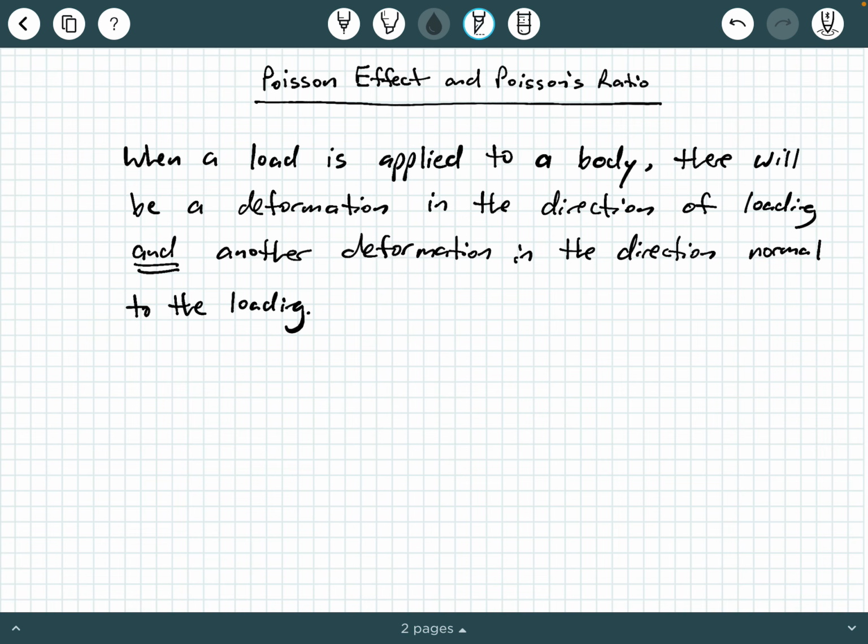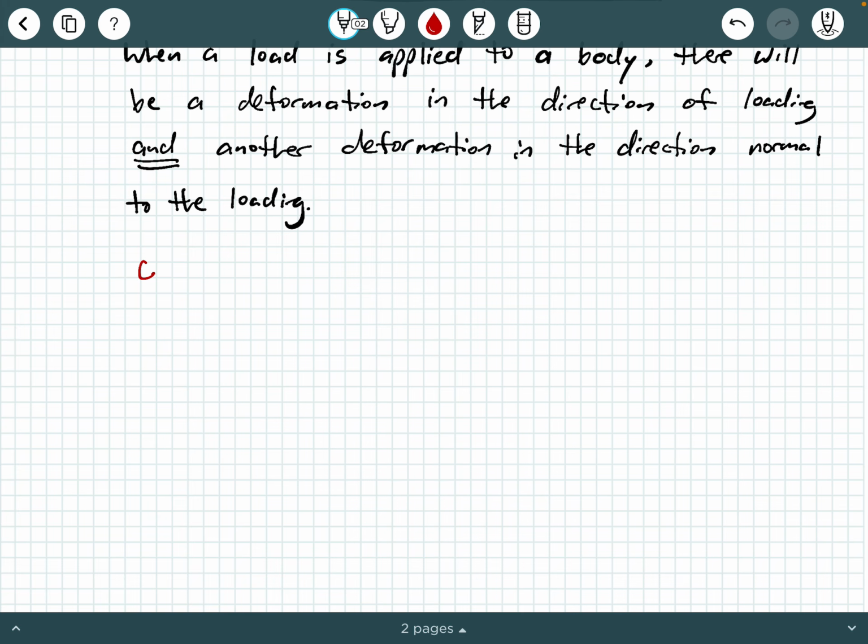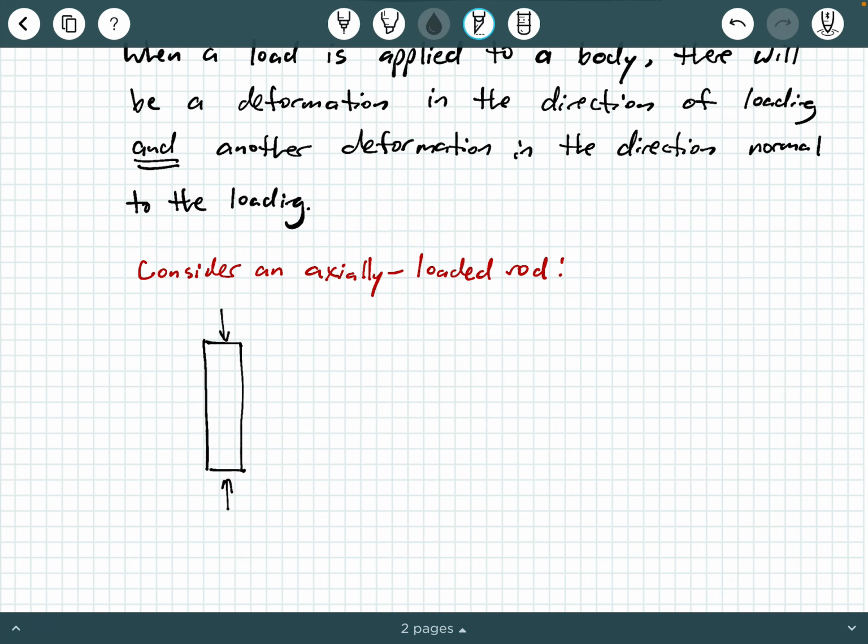So let's look at an illustration of this. Let's consider an axially loaded rod. Let's say we have this rod, and let's say it is being loaded axially. Remember, axially loaded means the load is applied along the longitudinal axis of the rod.